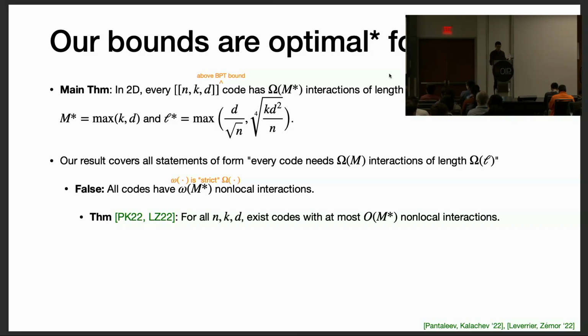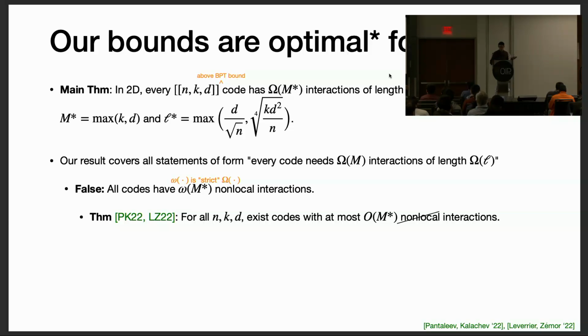It follows from the existence of good codes that there are codes with at most M star non-local interactions. You just take a good code of length roughly M star. This has M star interactions, and so that gives you this. In fact, it's not just at most M star non-local interactions. It has at most M star interactions, period. Okay. So our interaction count, M star, is the best possible for our lower bound.